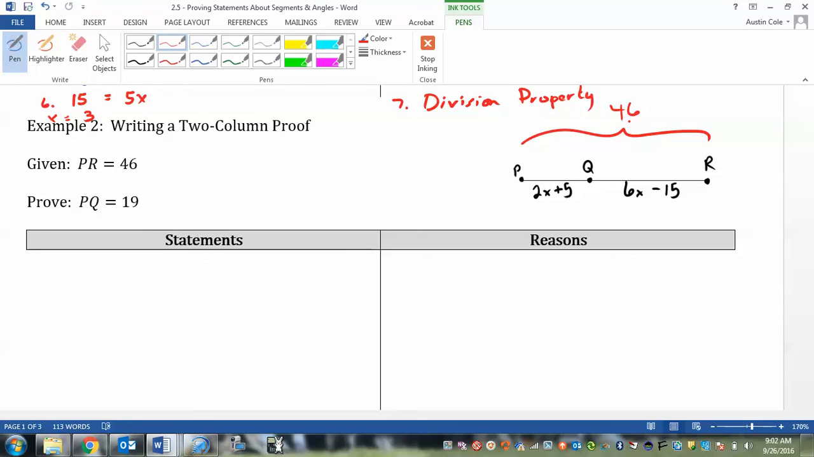That's what we're trying to prove. We're trying to prove that PQ equals 19. So the first thing we're going to do is write down our given information.